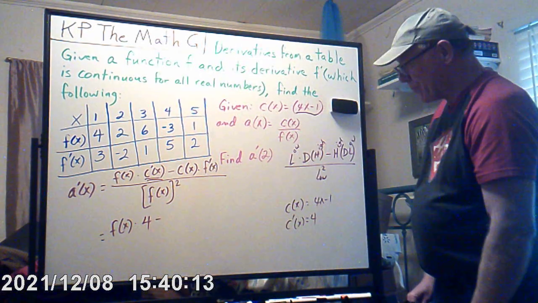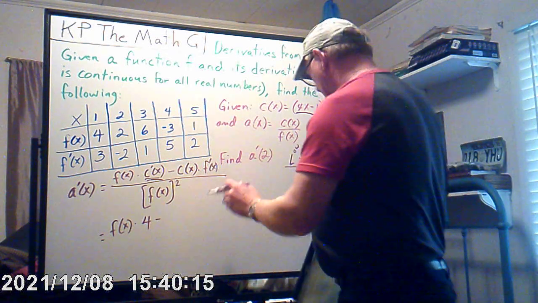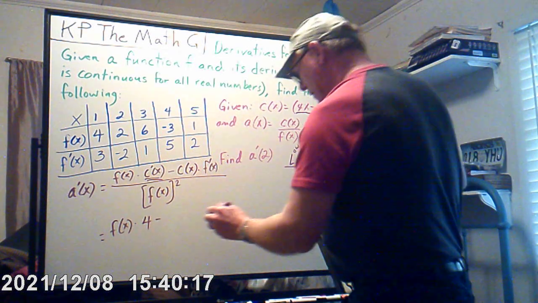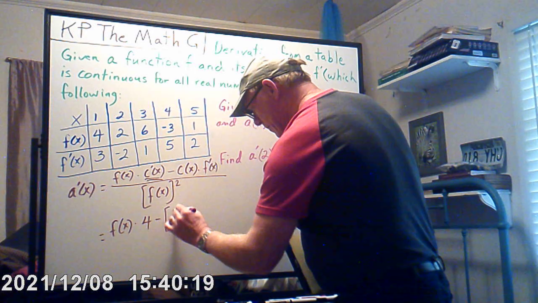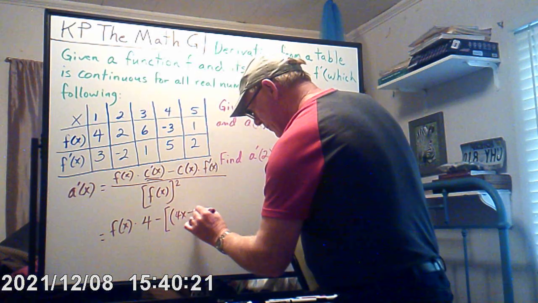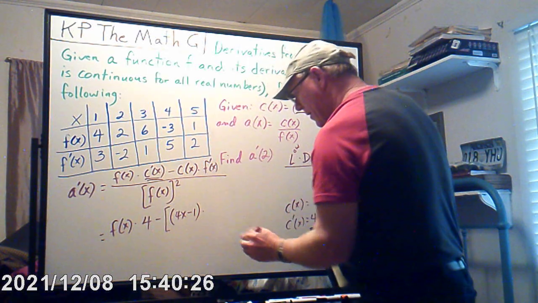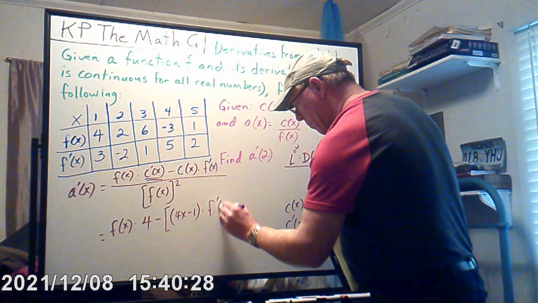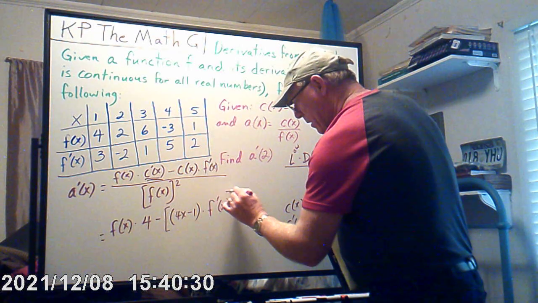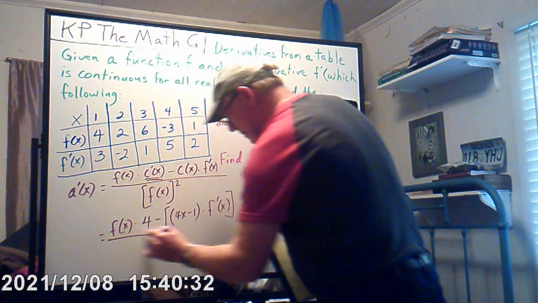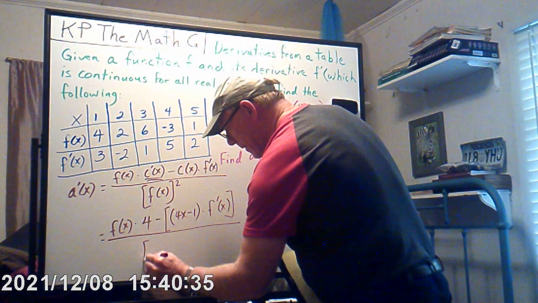Alright, c at x, which is, by the way, 4x minus 1. I like to do that. I like to really block that off. Times f prime at x, all over low squared.